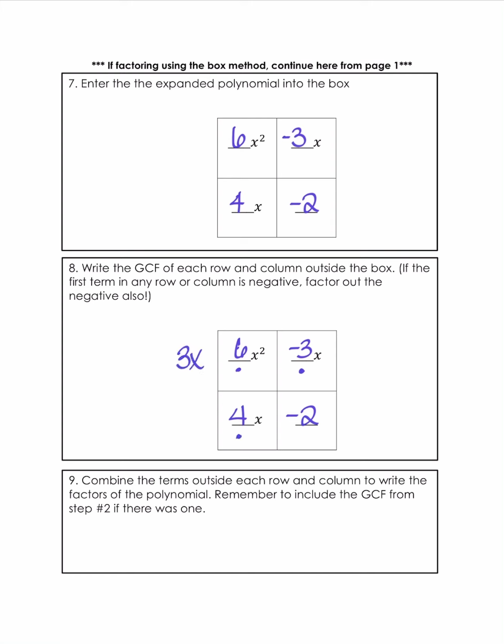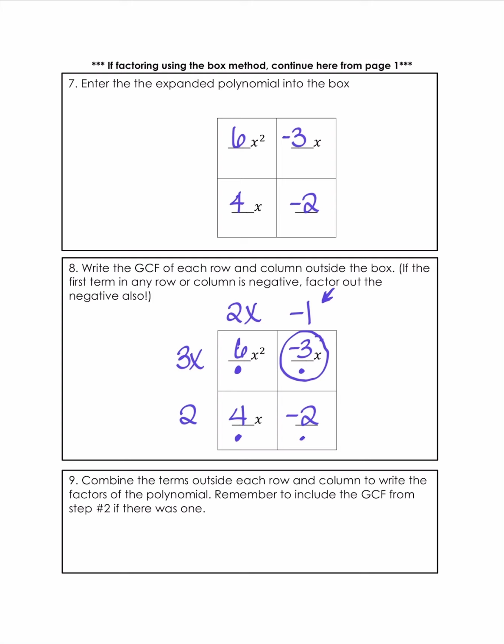When we look at 4 and minus 2, we can factor out a 2. Now if we look at 6x squared and 4x, we can factor out a 2x. And if we look at minus 3 and minus 2, we're going to factor out a negative 1. Anytime the number in the box right next to where you're writing the factor is a negative number, this factor is also going to keep that negative. So just something to keep in mind when you're doing the box method.